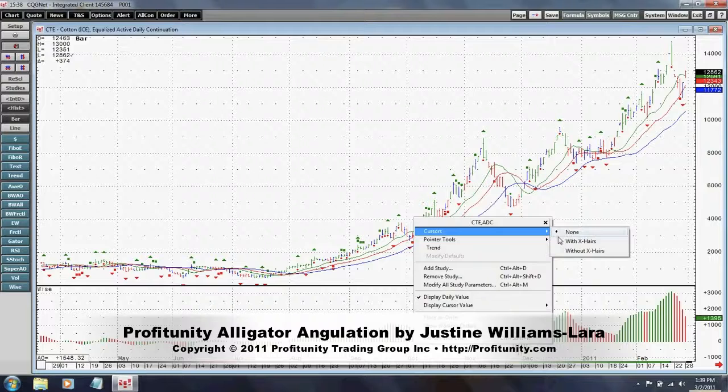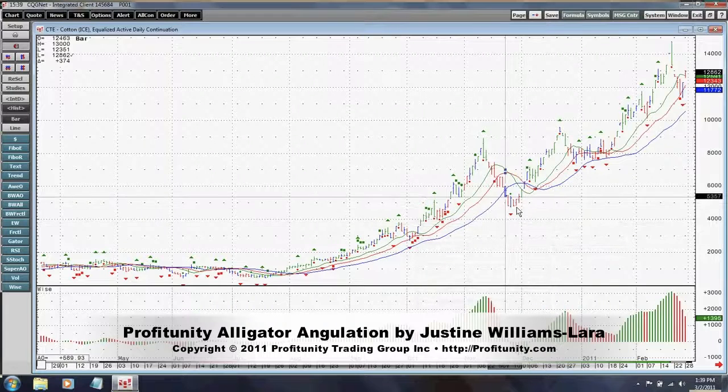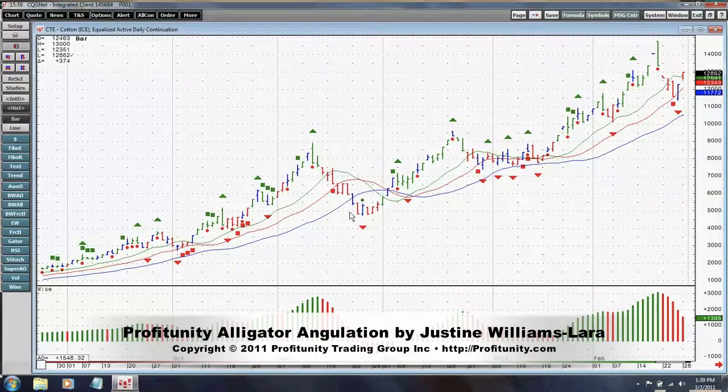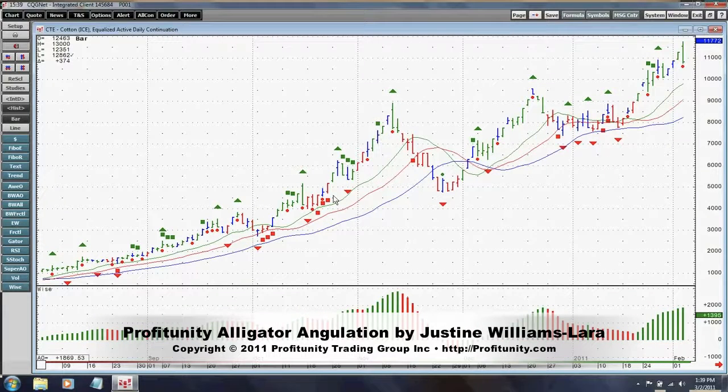Let me just get my crosshairs up. Okay, so from here, we're going to be looking at this bar, starting here at this particular move. What we're looking at in this new way of visually checking angulation, in the past we were looking from the beginning of the move, which would be here, this first bar out of the mouth, and then we'd be looking at the angle between the red line and the blue line, the teeth and the lips, or the teeth and the jaw of the alligator.